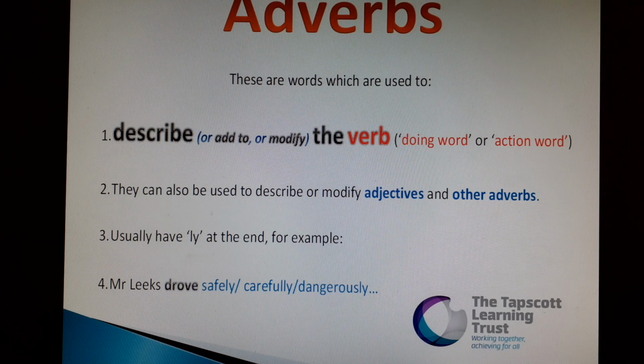One of our examples with the ly at the end is Mr. Leeks drove safely, carefully, dangerously. Well, you can add your own one in there if you want to as well. Those are examples of us using an adverb telling us more about how Mr. Leeks was actually driving.